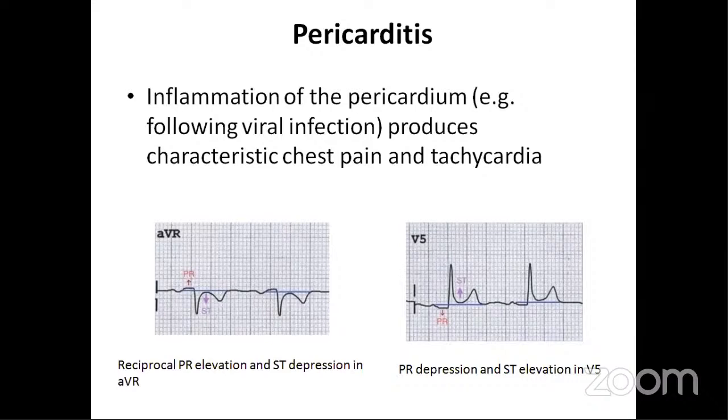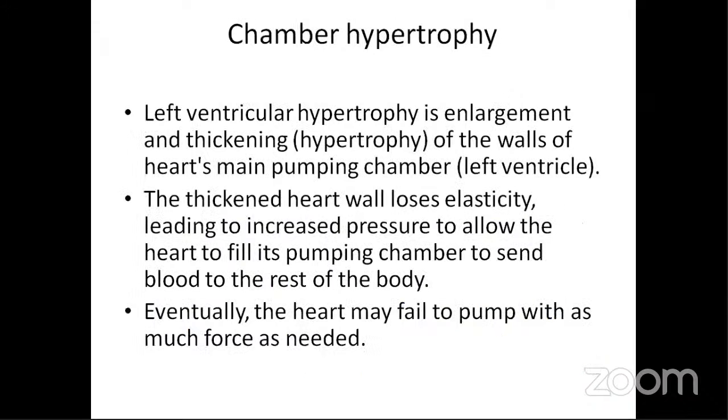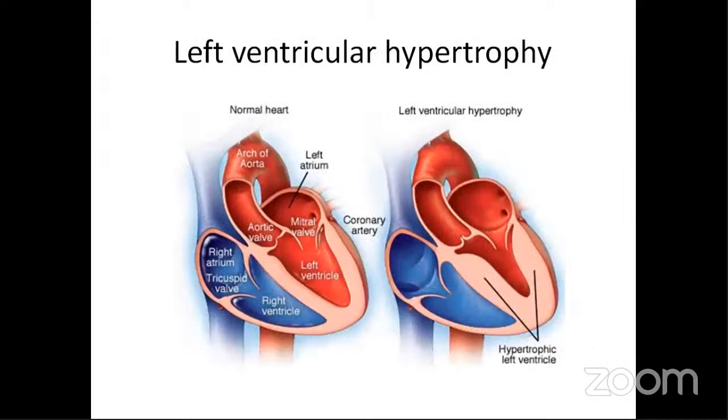The next abnormal thing is chamber hypertrophy. There are four different types of chamber hypertrophy. Hypertrophy is enlargement and thickening of the walls of a pumping chamber. Left ventricular hypertrophy is an enlargement and thickening of the walls, and this can be shown here.